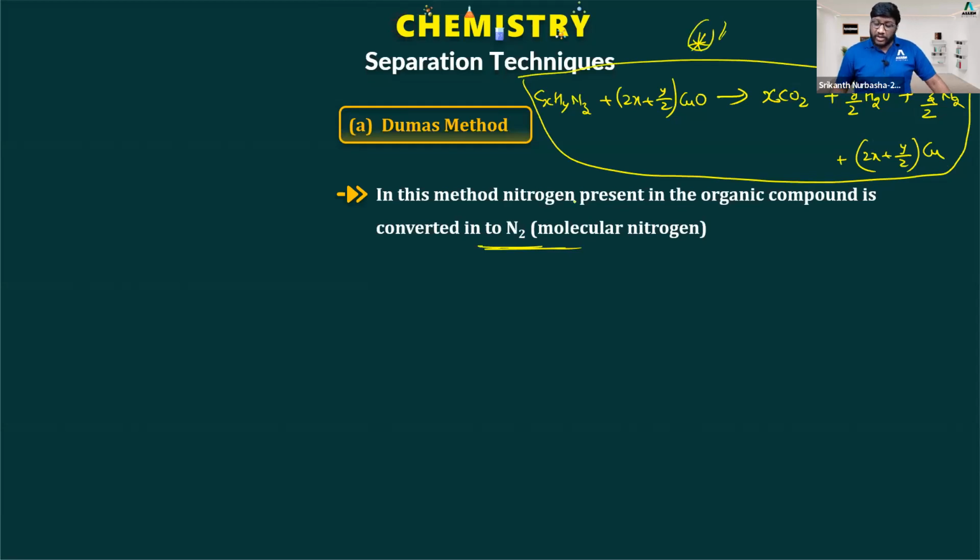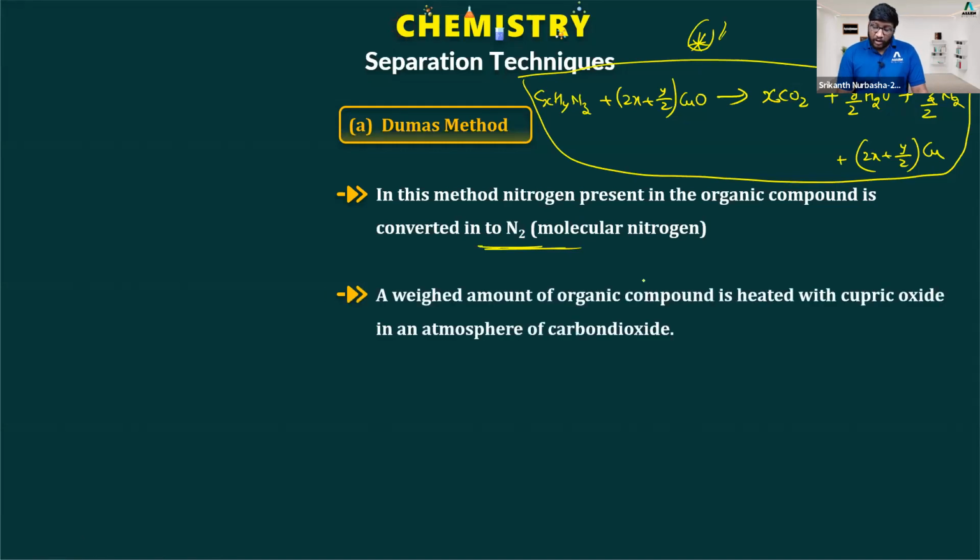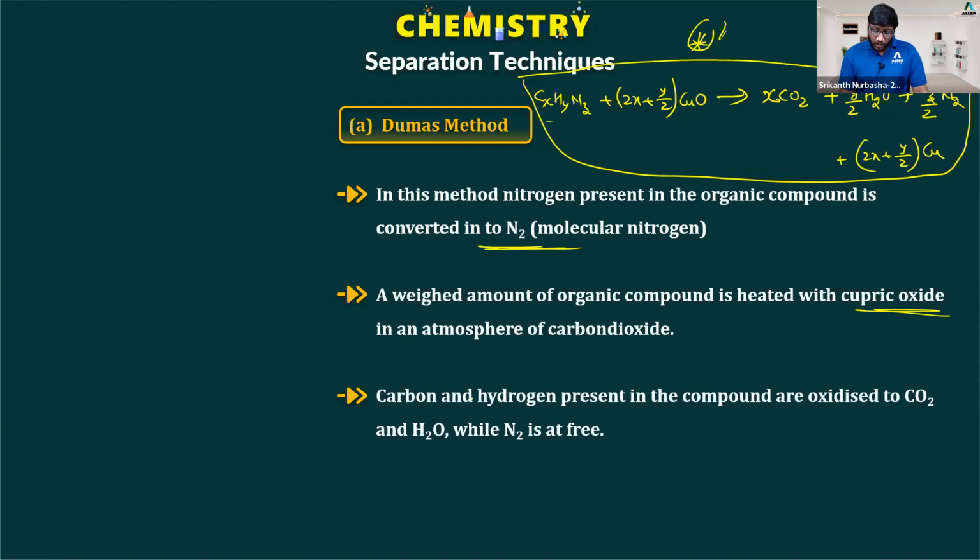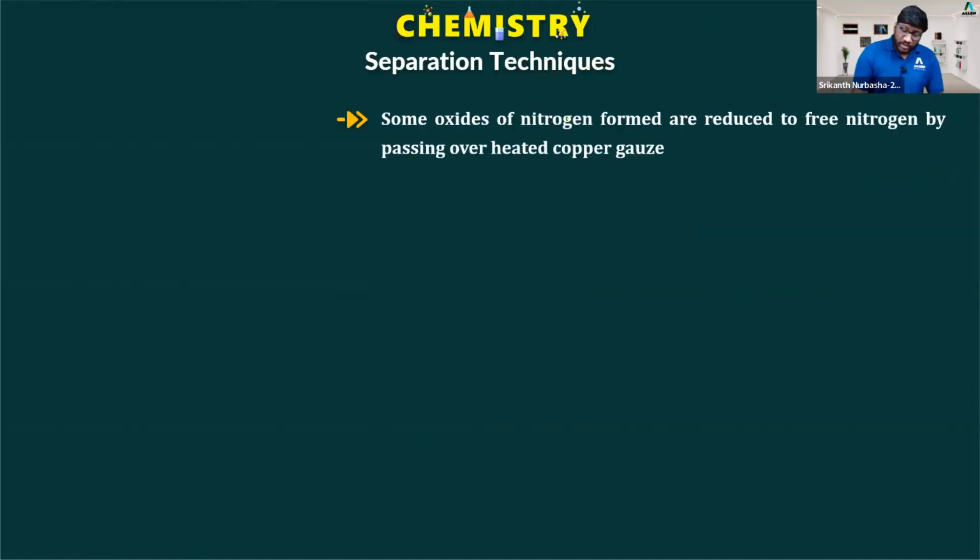In this method, nitrogen present in the organic compound is converted into N2, molecular nitrogen. And how is it converted? By treating with CuO only. A weighed amount of organic compound, that means we know the weight of the organic compound, is heated with cupric oxide in an atmosphere of carbon dioxide. So carbon and hydrogen present in the compound are converted to CO2 and H2O, while nitrogen is converted to N2. Some oxides of nitrogen formed are reduced to free nitrogen by passing over heated copper gauze.